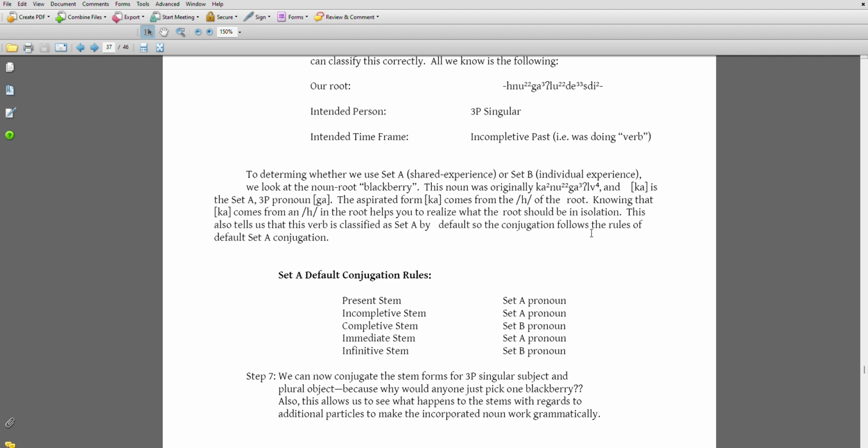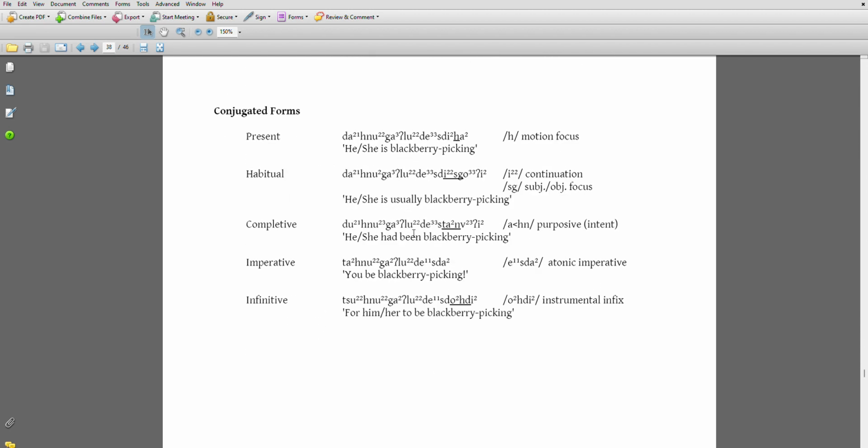Step 7. We can now conjugate the stem forms for third person singular subject and plural object, because why would anyone just pick one blackberry? Also, this allows us to see what happens to the stems with regards to additional particles to make the incorporated noun work grammatically. So here are the conjugated forms.